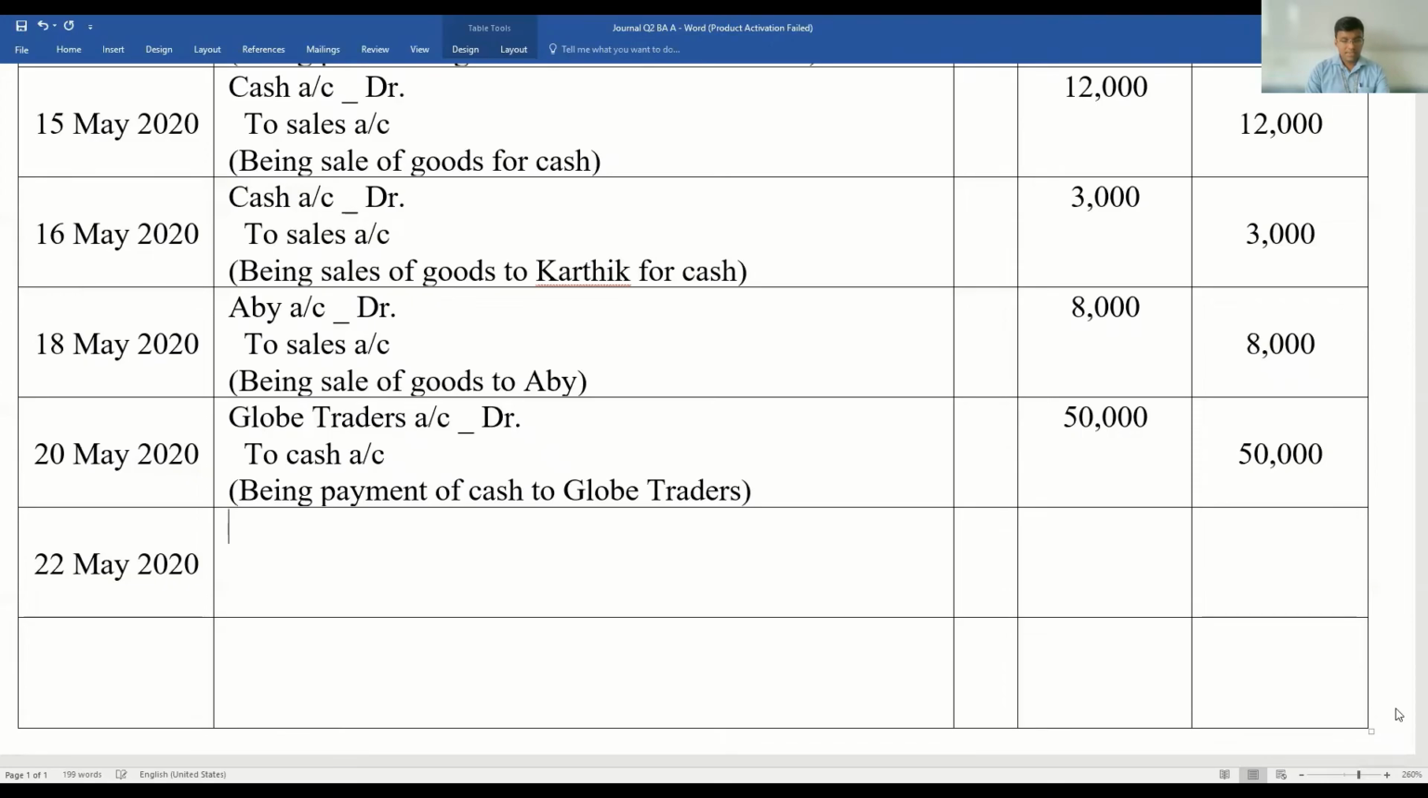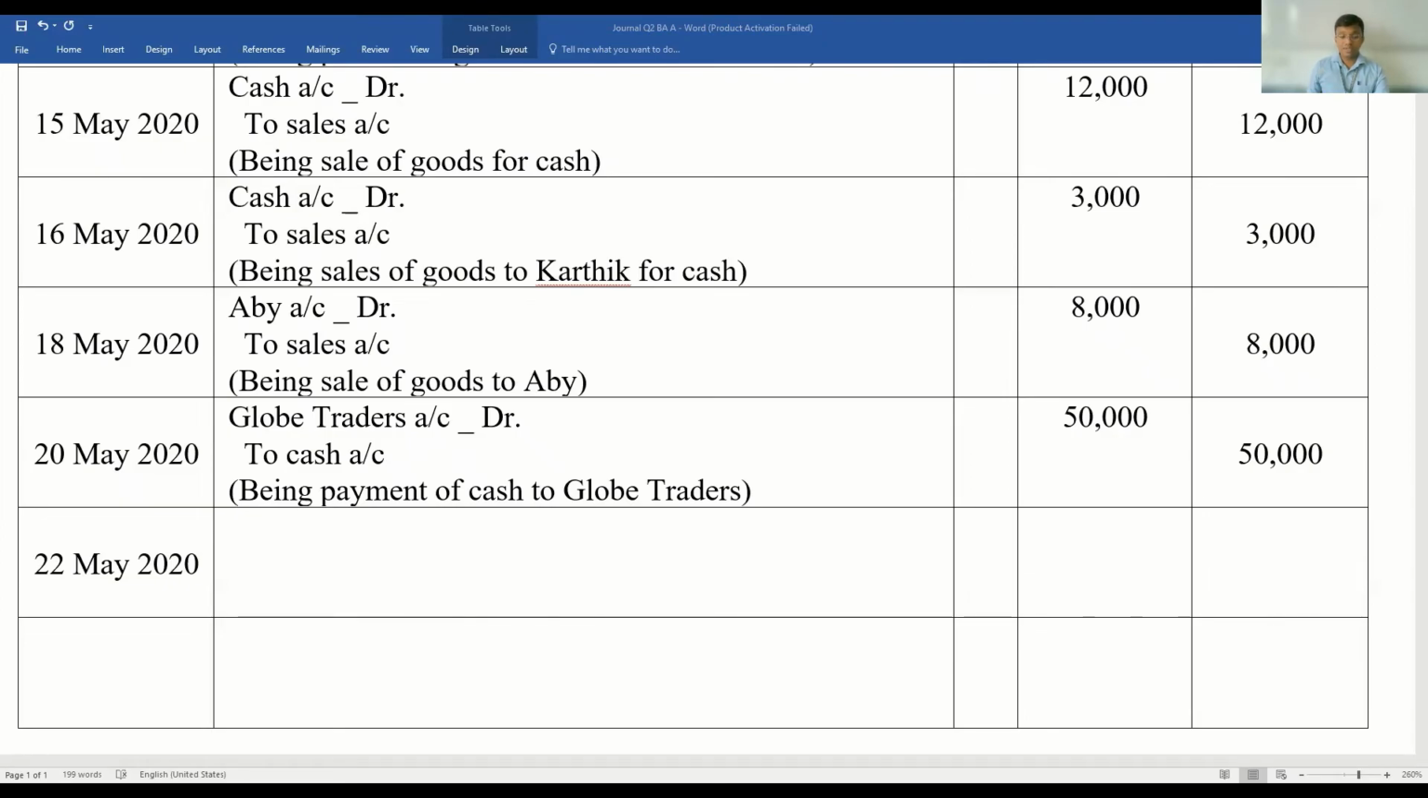Next is received payment from AB rupees 8,000. So the two accounts which are known here are cash account and AB's account. Cash is real and AB is personal. So golden rule for personal is debit the receiver, credit the giver. So here AB is giving. So AB's account you will credit.